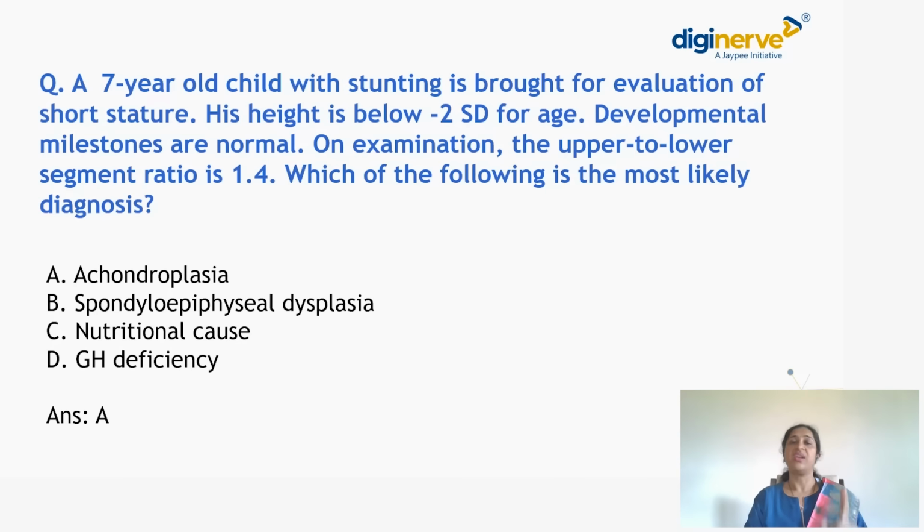You all understood? In achondroplasia, you have short-limbed dwarfism. So here, the limbs don't grow, but the body is growing. Since the body is growing, the upper segment is normal, while the lower segment didn't grow and remained small. So as a ratio, the upper segment looks bigger, as 1.4:1. So I hope you all understood that.